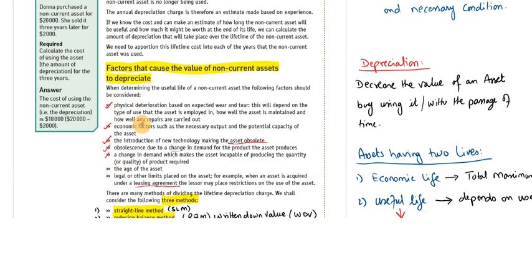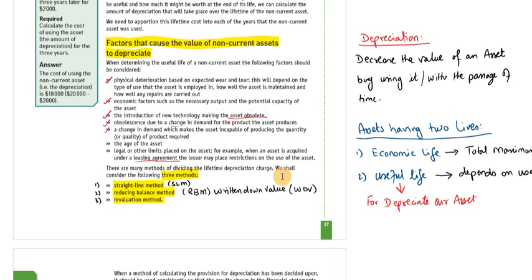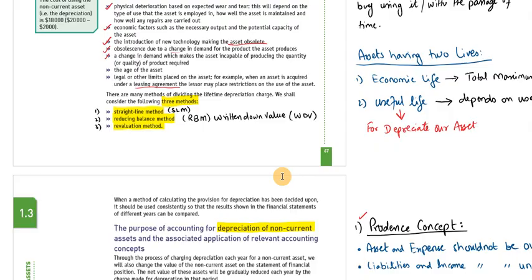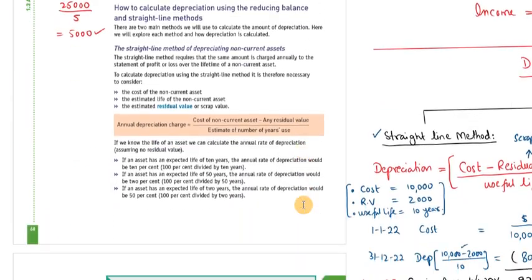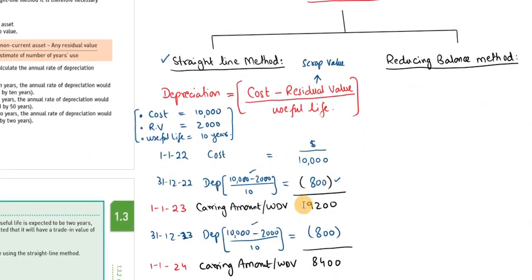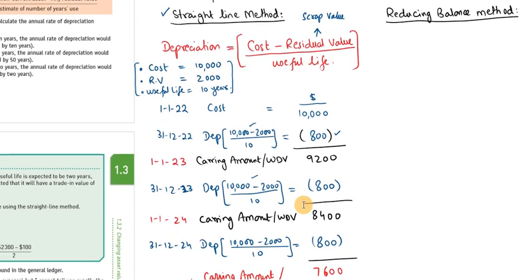Because of some reasons, that is physical deterioration, obsolescence, and usage of assets. So we have to discuss the methods to calculate depreciation, that is the straight line method and the reducing balance method. In the last class we reached this point. So we learned how to calculate depreciation using the straight line method. Now in this class we will start how to calculate depreciation using the reducing balance method.